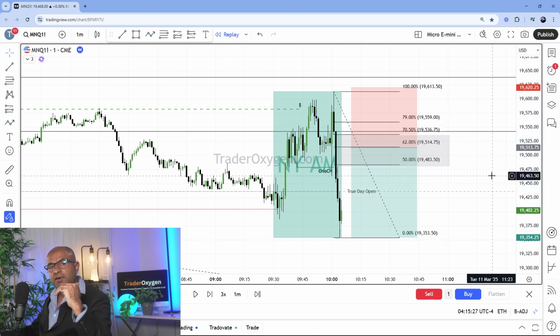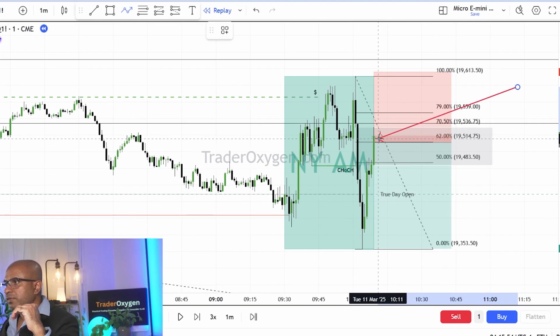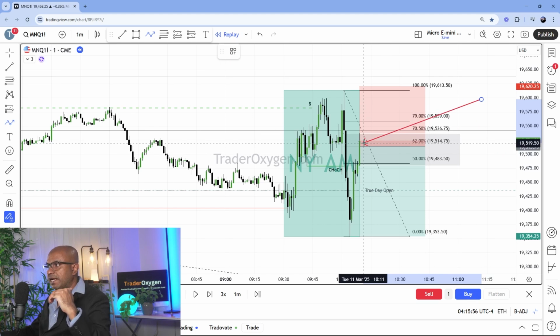So now let's see what the price is doing. You can see now this candle came and grabbed our sell entry. So now we are in a sell entry. Now what we have to do is manage this trade. For that, we will have to go to a higher time frame to manage the trade.